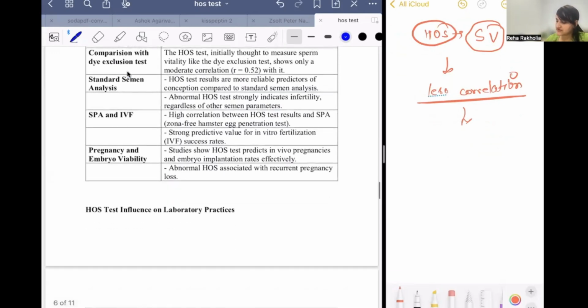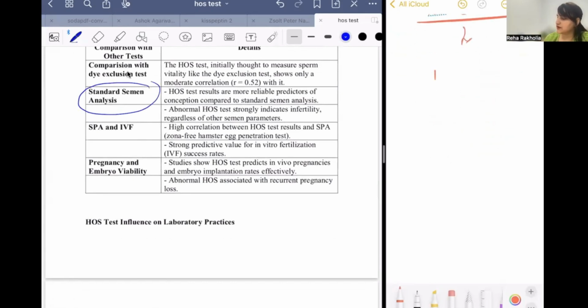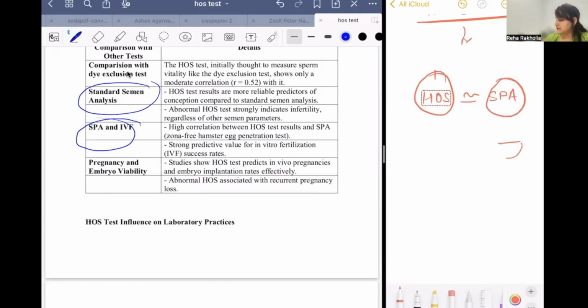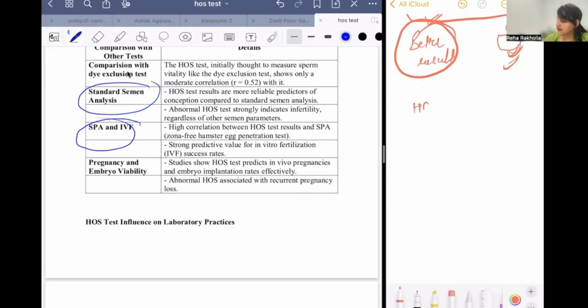Okay, now HOS test versus standard semen analysis. See, HOS tests are a more reliable predictor of conception compared to standard semen analysis, and abnormal HOS results strongly indicate infertility even when other semen parameters seem normal. Okay, now we'll see SPA and IVF. What is SPA? Sperm penetration assay, and IVF correlation. There is a high correlation between the HOS test and the SPA. Means we'll see if the sperm is ready to penetrate the ova or not. If it is ready to penetrate ova, the HOS test will give a better result. So these two tests correlate, and it also correlates with IVF success.